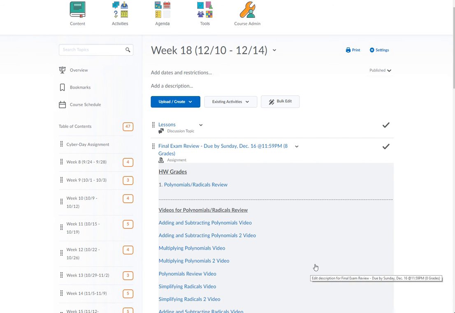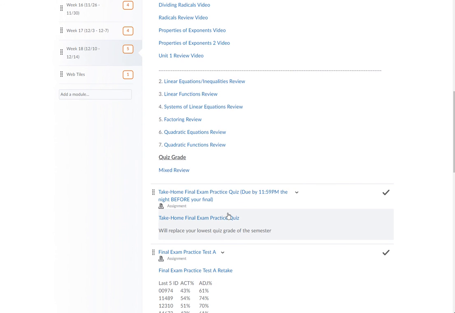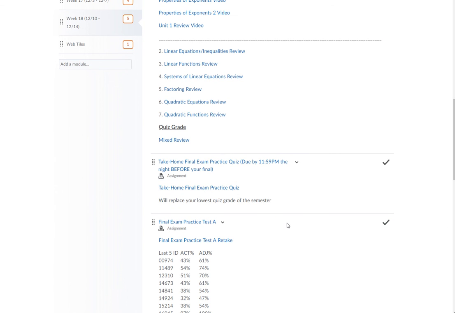Not only do you have the final review, which is due Sunday, and we talked about it, but look, I also added this take-home quiz that I told you. I know it's a lot of work, but if you choose to do it, it'll replace your lowest quiz grade of the semester. And that one I'm going to give you until the night before your final, second period test on Tuesday. So you would have until Monday night to do this, next Monday. You guys test second block on Tuesday.